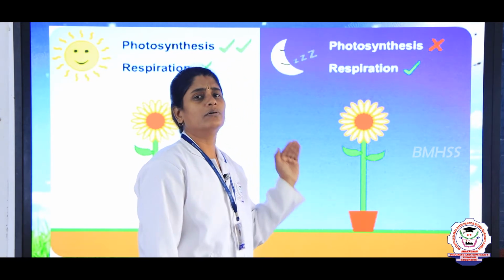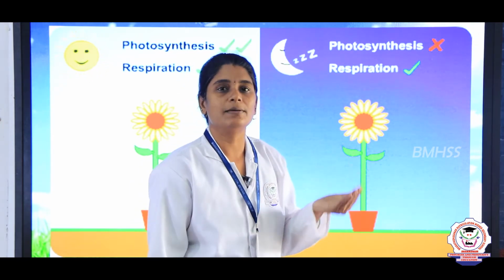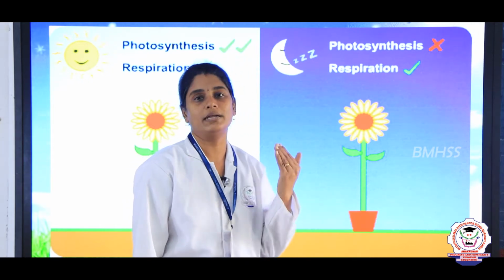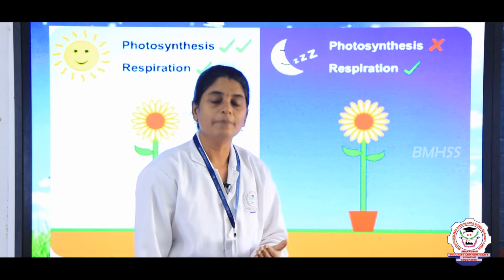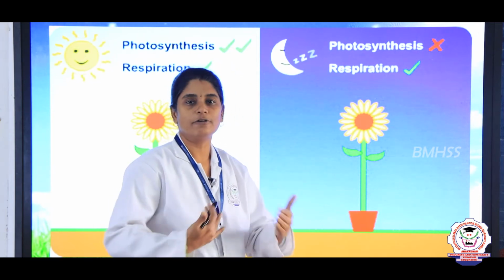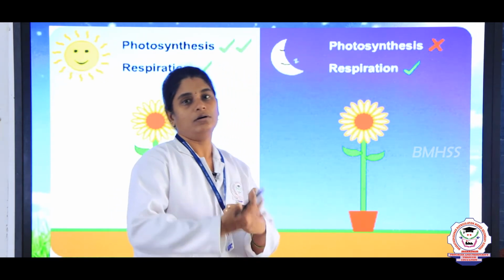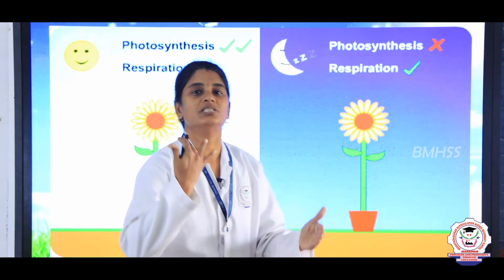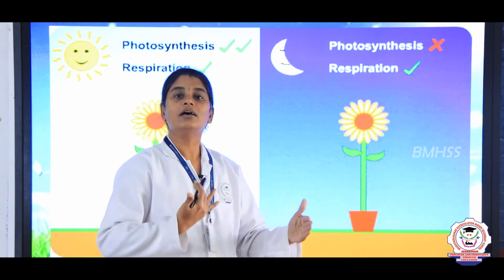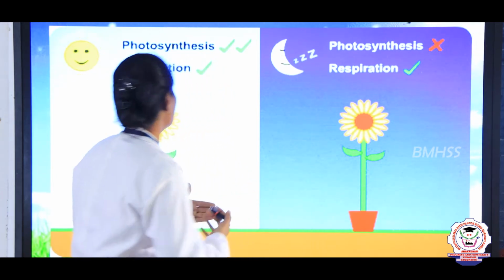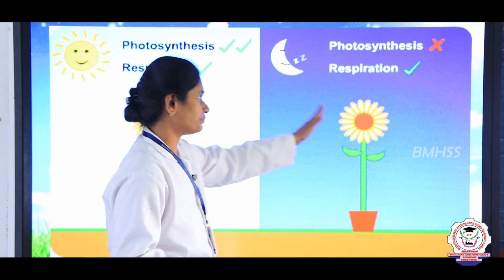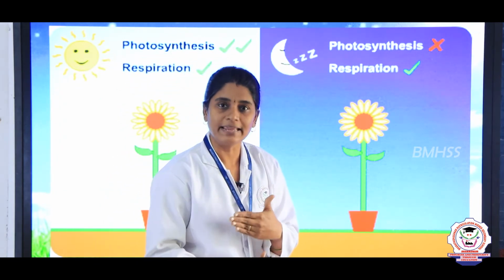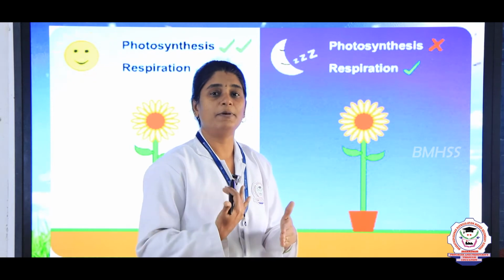So we all know that there is a special structure present in the leaves which is known as stomata. This stomata helps in the exchange of gases. They take in the oxygen during the respiration process, but during the photosynthesis process they will take in the carbon dioxide. So here you can see during the night time they will respire, they will take in the oxygen, with the help of the stomata.